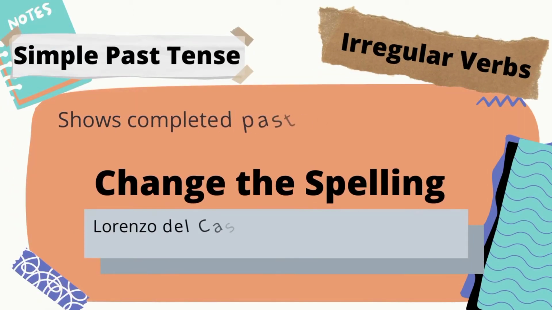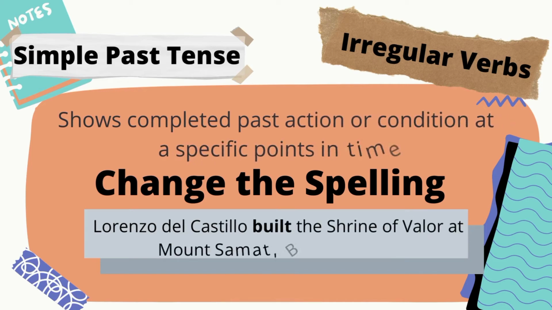The formula of the base form of the verb plus d or ed is only applicable for regular verbs. If the verb is irregular, you have to change the spelling of the verb.